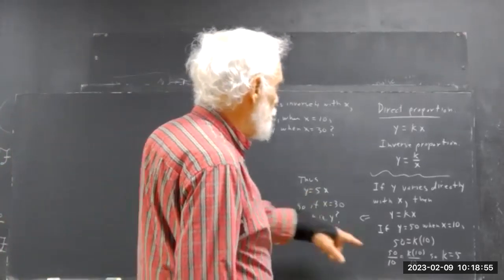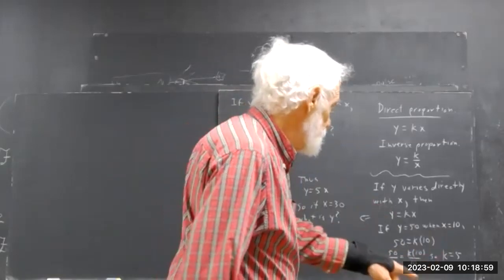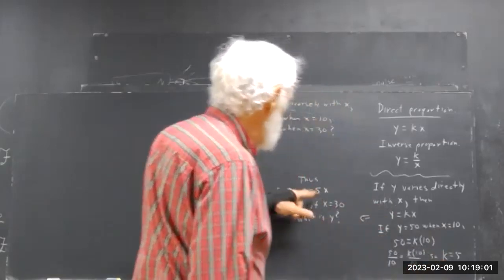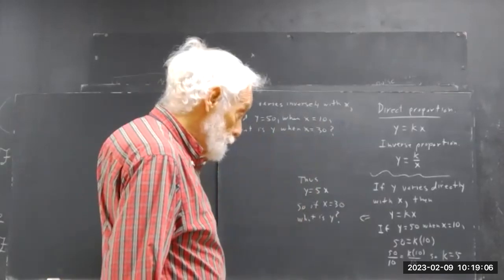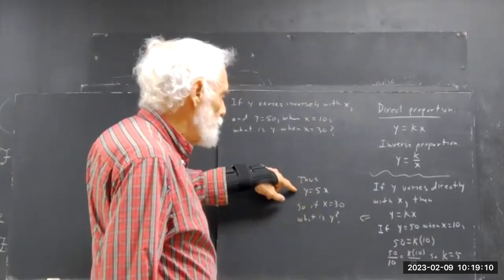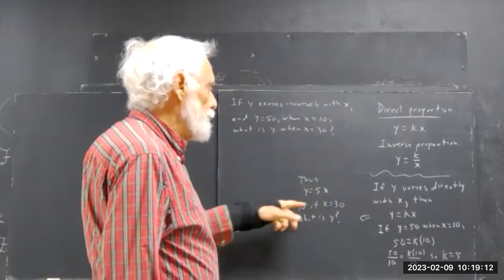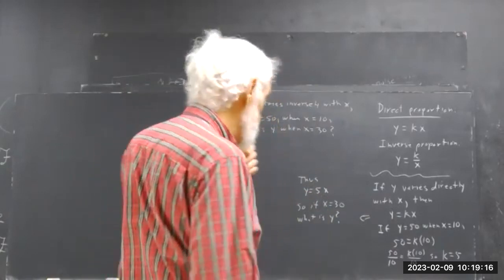So y is 5x. If y varies directly with x, and y is 50 when x equals 10, we solve for k and rewrite the proportion, or the variation, whichever we want to call it. And we'll get to the variation in a minute. If y equals 5x, and now we know another value of x, if x equals 30, we can find y.